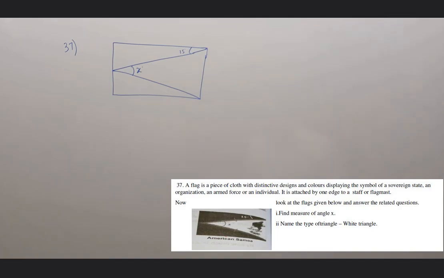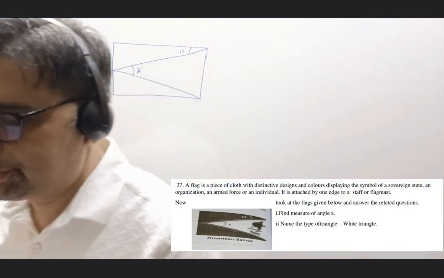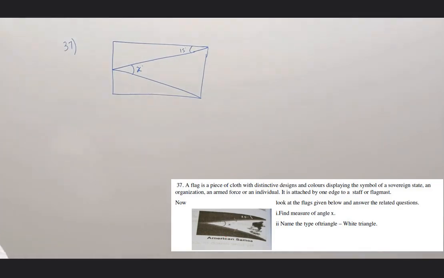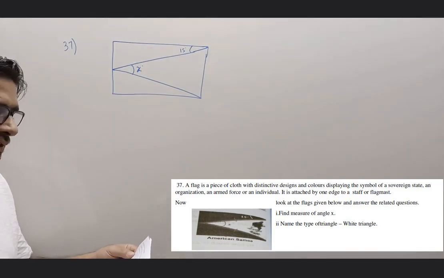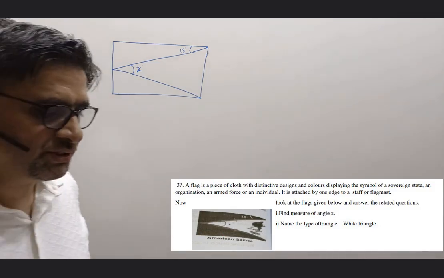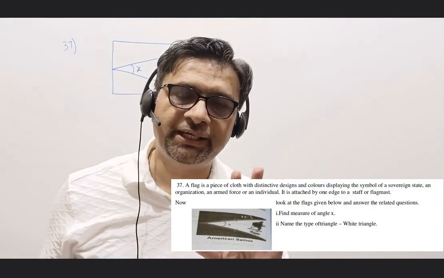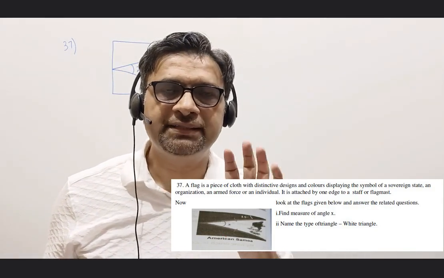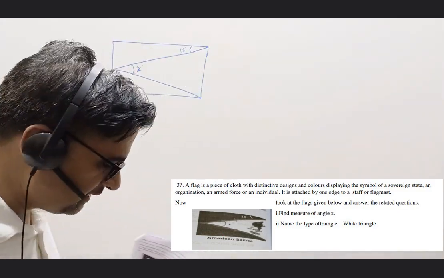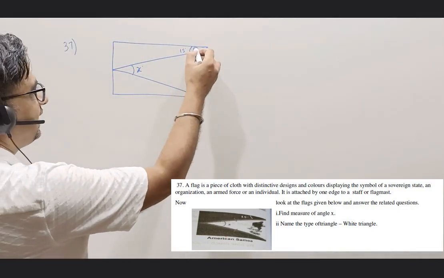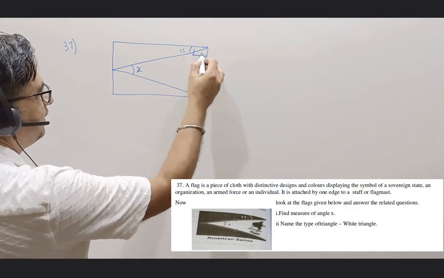So for question number 37, a flag is a piece of cloth with distinctive designs and colors displaying the symbol of a sovereign state. It is attached by one edge to the staff or flag mast. Well, it goes without saying that a flag is rectangular in shape. So in this case, you would agree that this angle is 90 degrees.